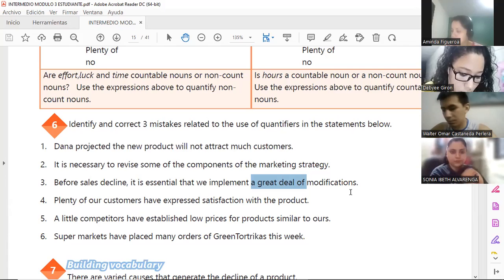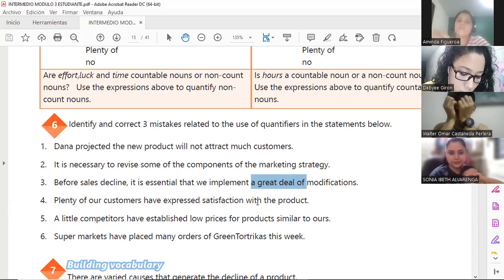Yes, sería a lot of. A lot of, very good. A lot of modifications, good. Or you can say lots of modifications, or you can say plenty of modifications, right? Good, thank you. Thank you for your participation, everybody.